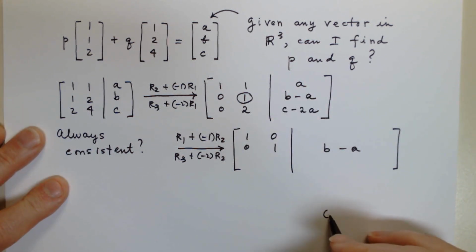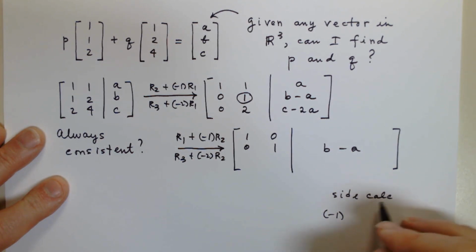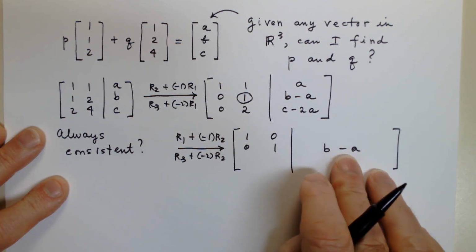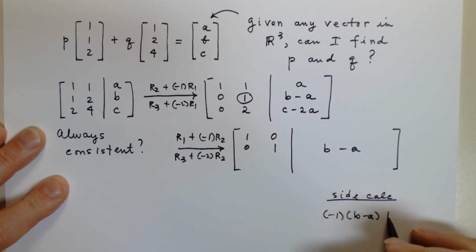So a -1 times the b minus a added on to the existing a.